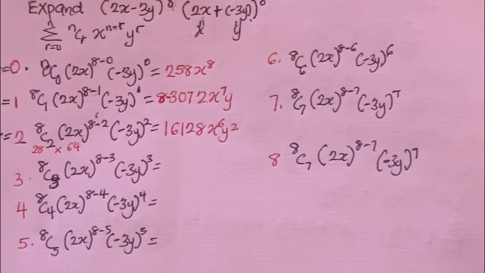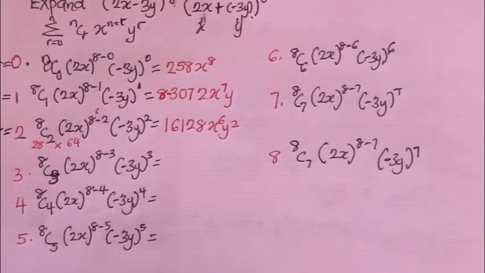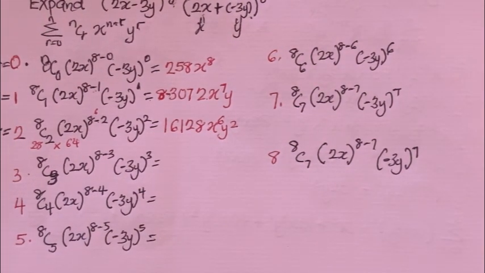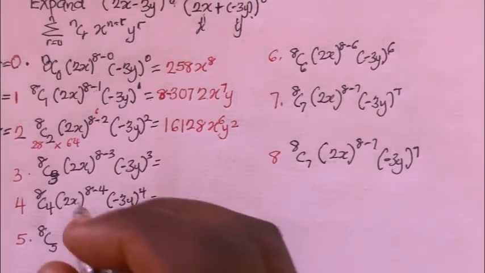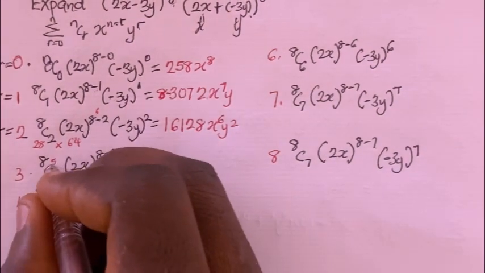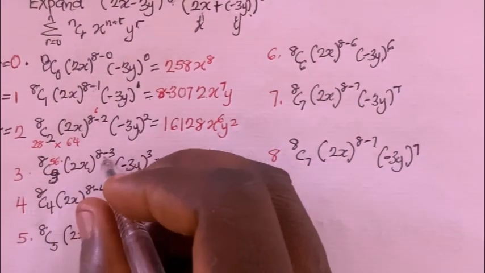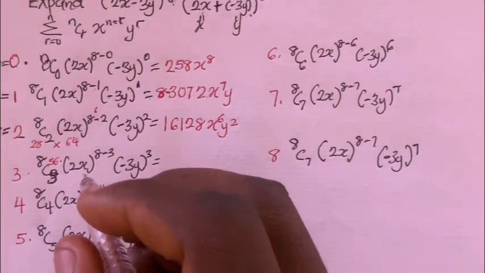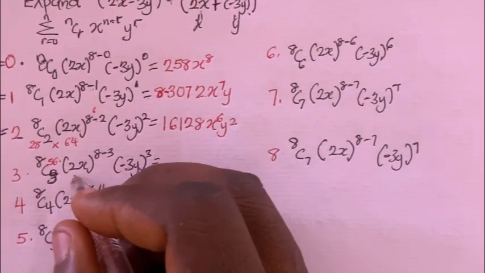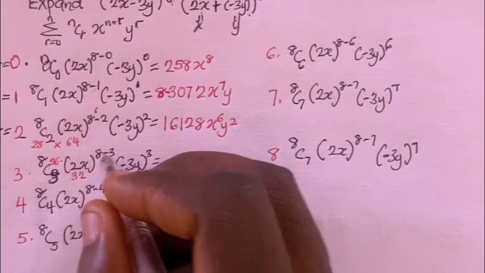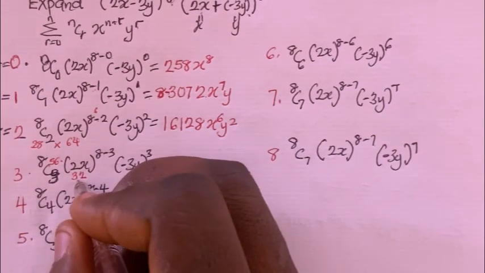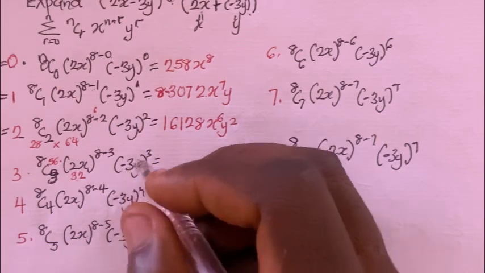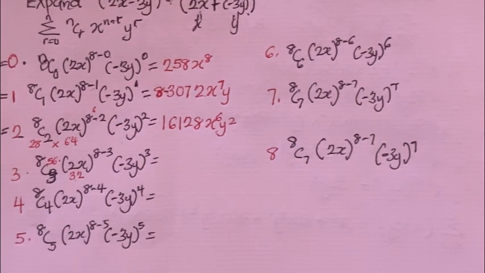Exactly. Then let's move to the next one, which is the fourth term. Then 8 combination 3, that's 56. Everything here is 56. Then multiply by 2 raised to the power of 5, which is actually 32, right? Because 8 minus 3 is 5. Then here we're going to have minus 3 raised to the power of 3. That's going to give us minus 27.